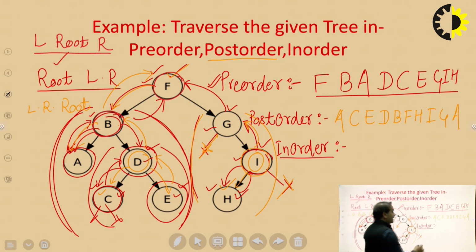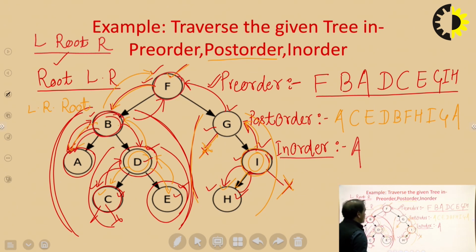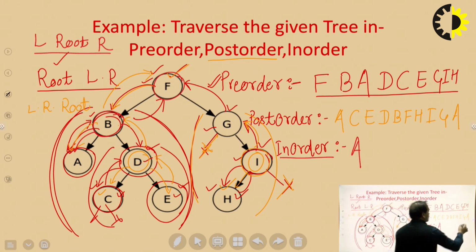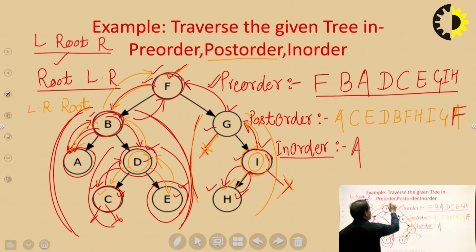We process A. After processing A, here we want to change. Here F is processed at the last. In case of post-order, this is F, so what we have to write last is F. In case of in-order, first we have to traverse A. After processing A, we have to move on to the root, and the root is B, so we have to process B.